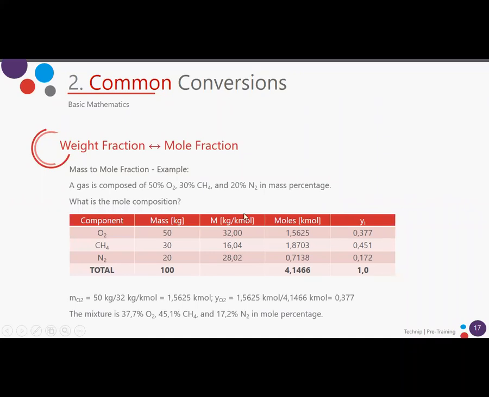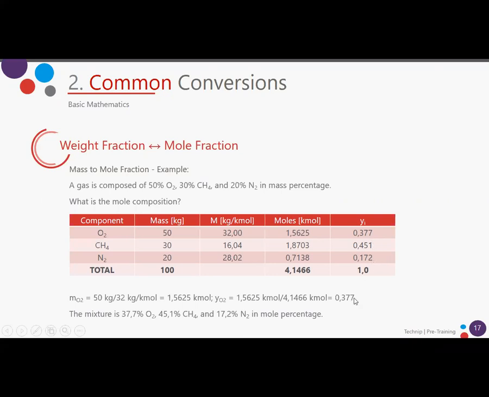The next step is calculating our mole fraction. For example, for oxygen, I divide the amount of kilomoles of oxygen by the total amount of kilomoles of our mixture. So 1.5625 divided by 4.1466 gets us a mole fraction of 0.377 for oxygen. Again, I repeat this step for methane and nitrogen.